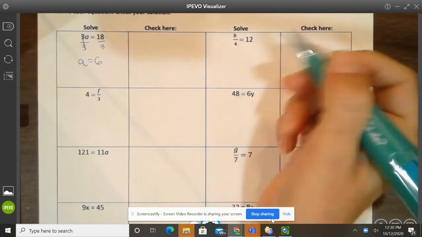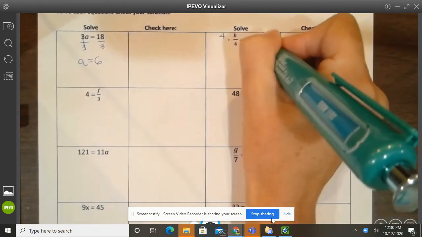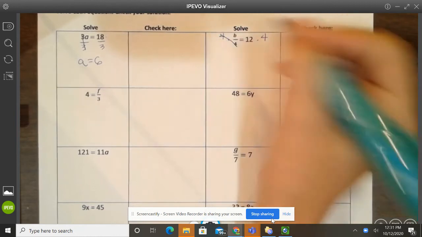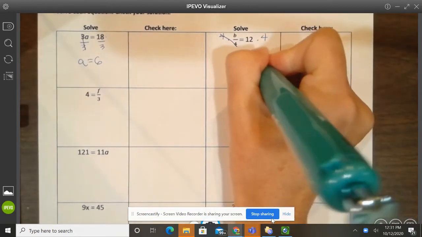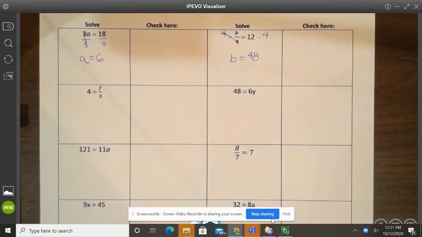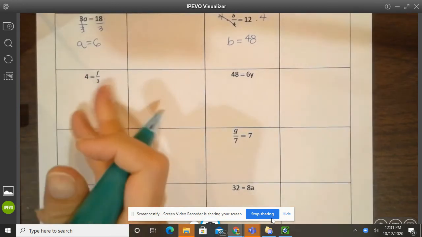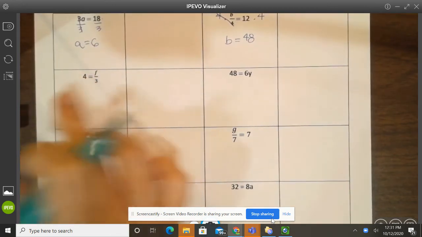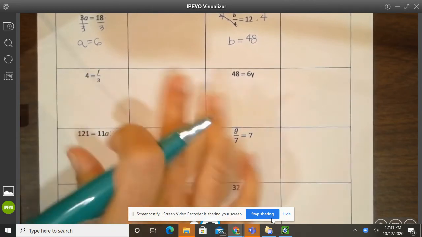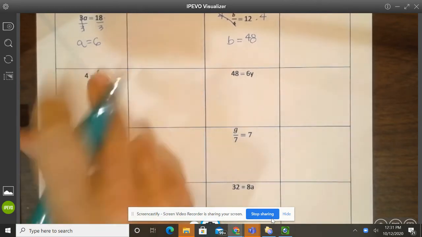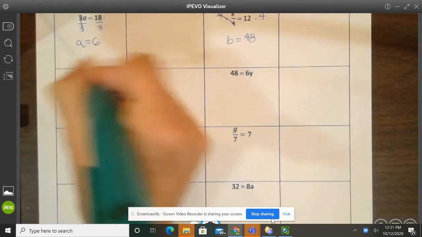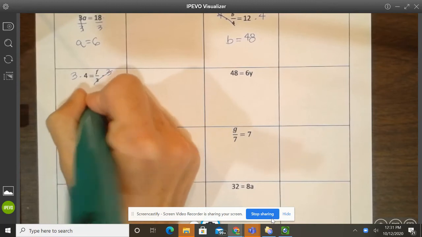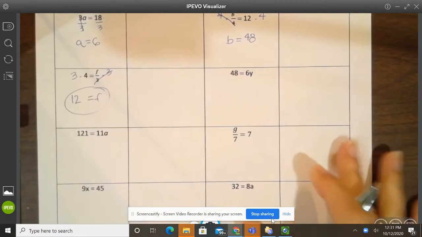All right. So this is dividing, so the opposite of multiplying. So you multiply by 4 on both sides. That cancels, and b equals 12 times 4 is 48. And that's the answer there. All right, in this case, the numbers are flipped. So it's the same thing though. You're dividing here, you want to get rid of the one with the letter. That's dividing, so opposite is multiplying. That goes away, and then f equals 12. And that's your answer there.